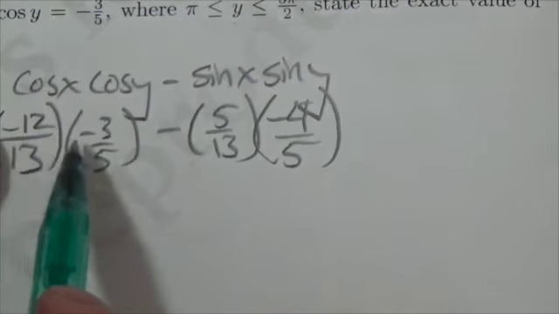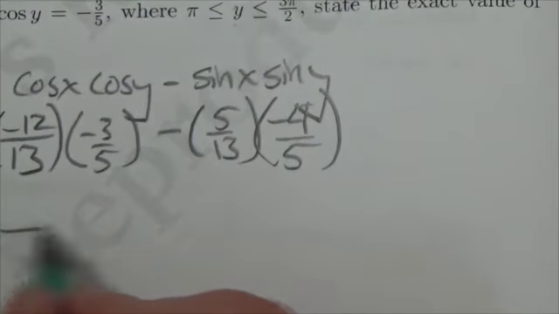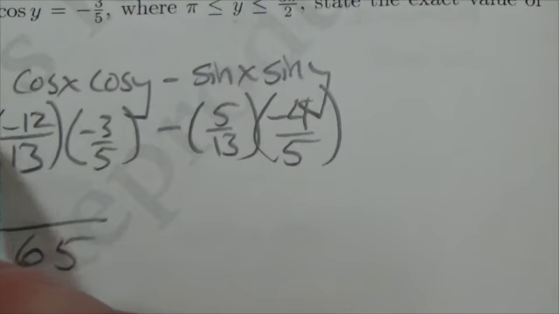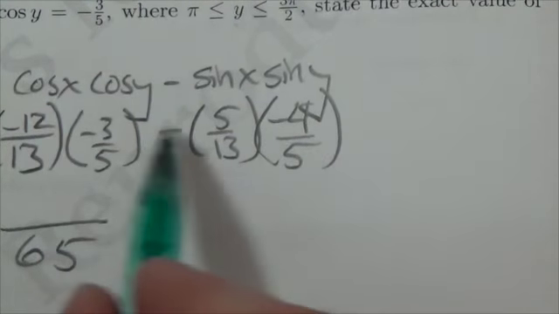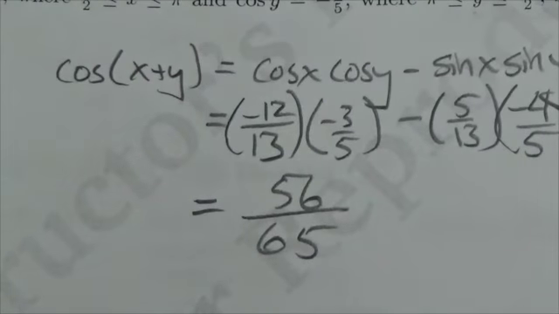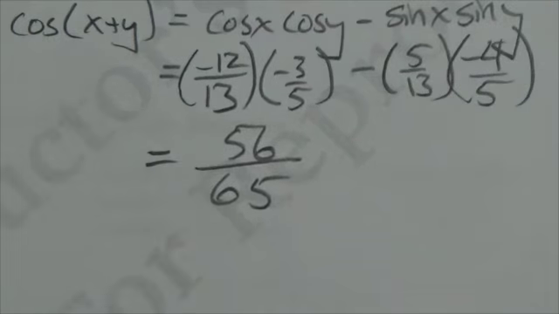And it turns out when you multiply that all together and put that together, this is going to be 65 in the denominator. And that's going to be, what is that? That's going to be 36 and then positive 20, so this will be 56. So, whoops, sorry, you can't see that. So the exact value of this will be 56 over 65.